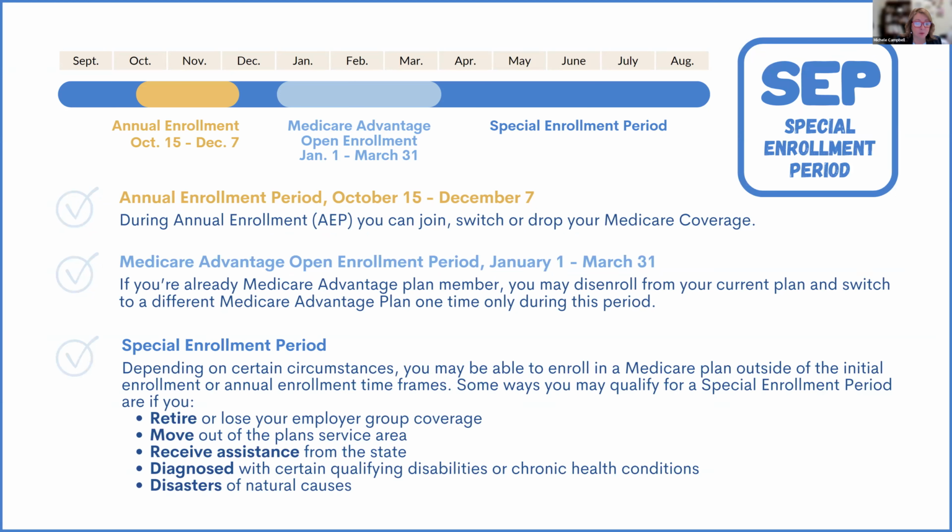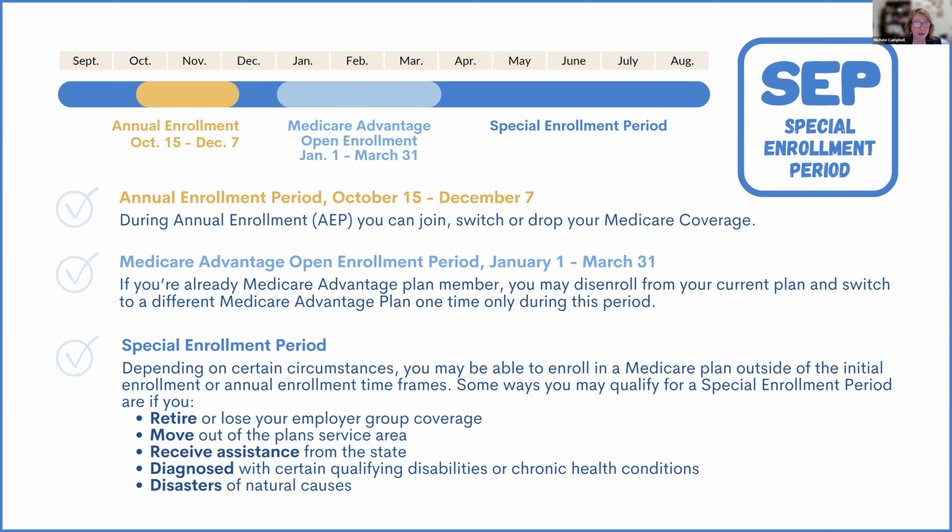Then we have special enrollments, which happen all year. And this is really our most common one: people retiring, which means you're going to lose your group coverage. So people retire all times of the year. You can move, or if you're moving out of the plan service area. So Medicare Advantage plans are based in the county that you live in. So here we're in Santa Clara County. If you move to Monterey County, you're going to lose that Advantage plan. So now you have a special enrollment to purchase new plans down there.